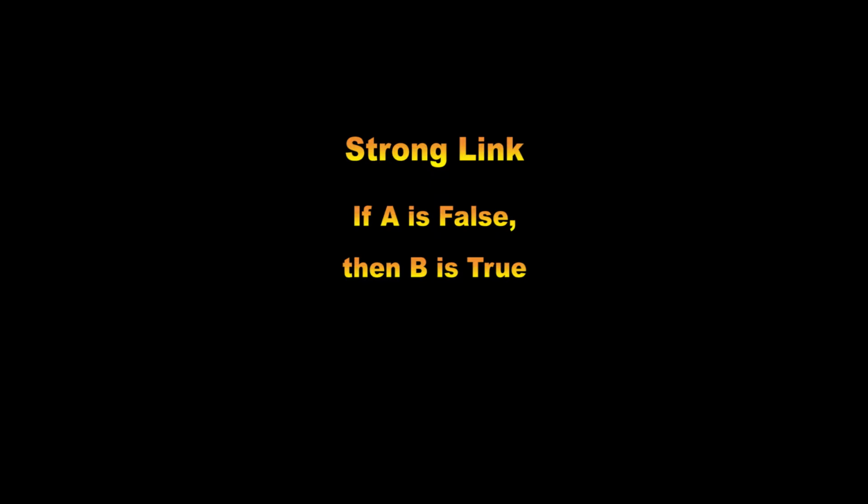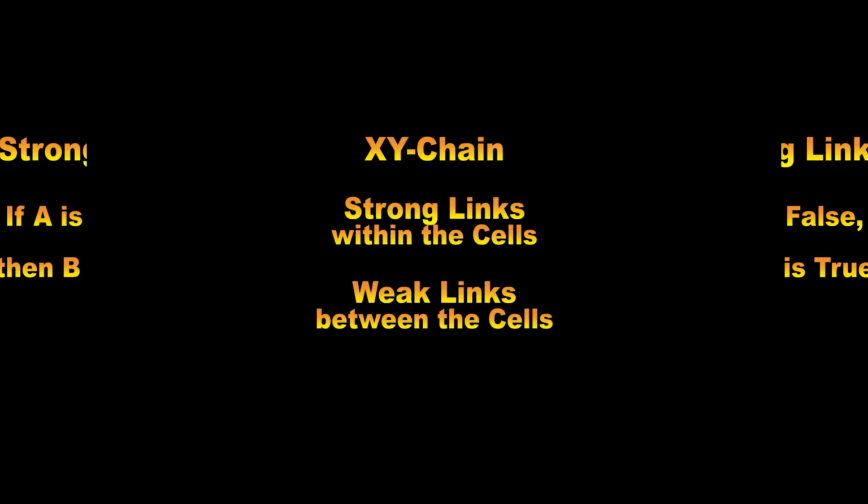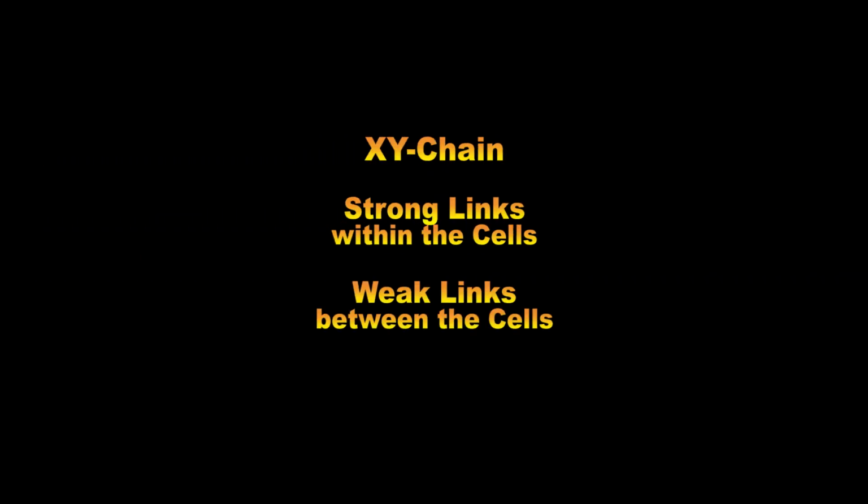And because of that strong link within the cell, bi-value cells can be linked together by using weak links between the cells. And because a strong link has the properties of a weak link, this means we can use any valid link to connect the bi-value cells. And this fact comes in very handy and gives us lots of options to construct a chain.